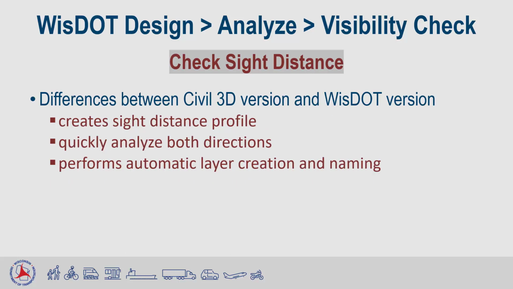A few of the other features that it includes is creating a site distance profile like we saw with the profile tool, quickly analyzing in both directions, and it automatically creates the layer and the naming of that layer when performing the analysis like we saw in the Check Profile Site Distance tool.